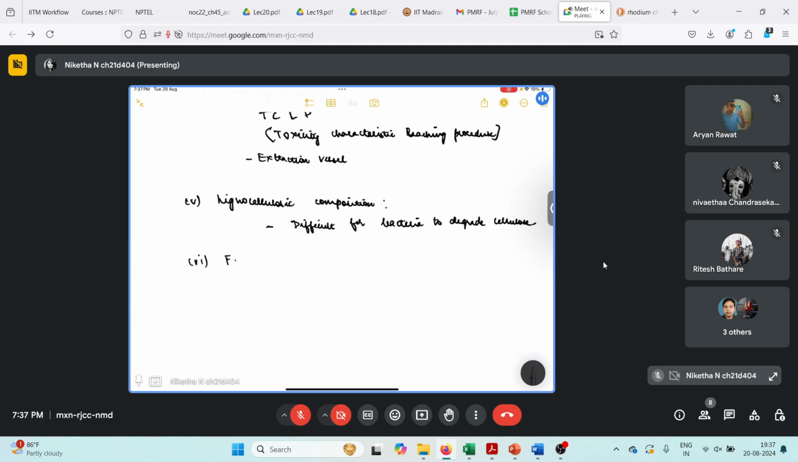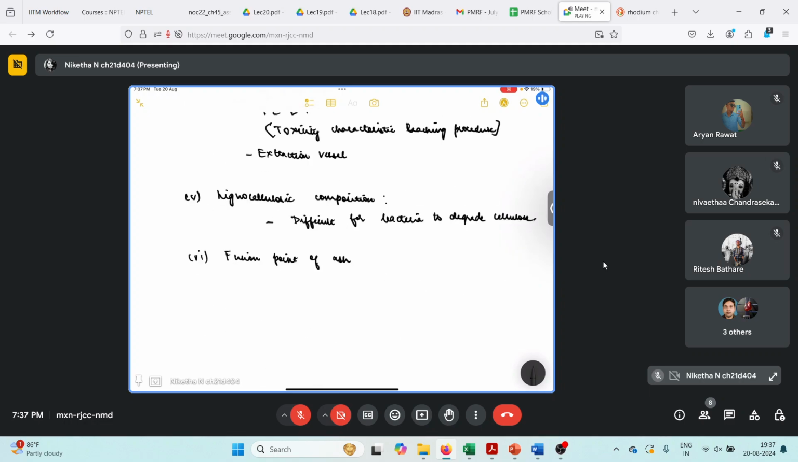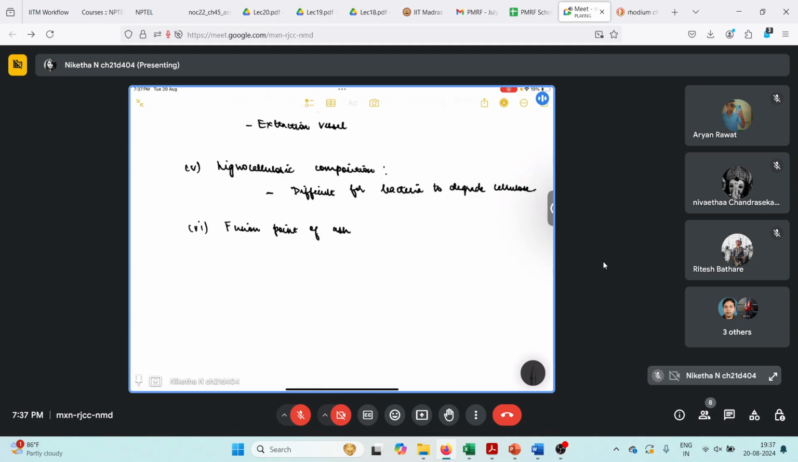And then we have to find the fusion point of ash. We talked about how ash content is determined by heating the sample to 750 degrees Celsius in the presence of oxygen for 30 minutes. Now, when we heat the sample to a higher temperature, like say 1100 to 1200 degrees Celsius, what happens is the ash will fuse together.